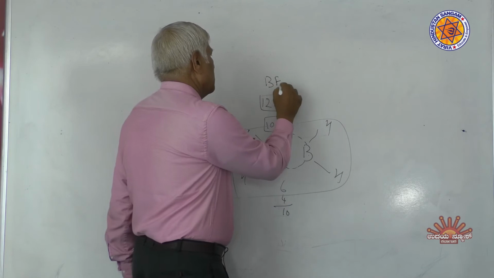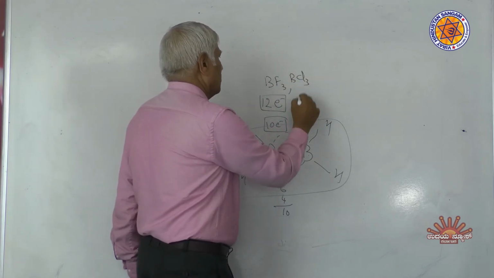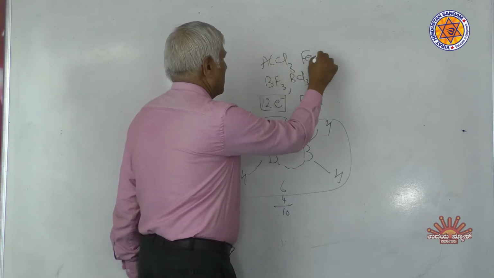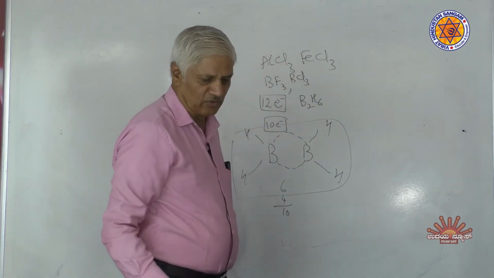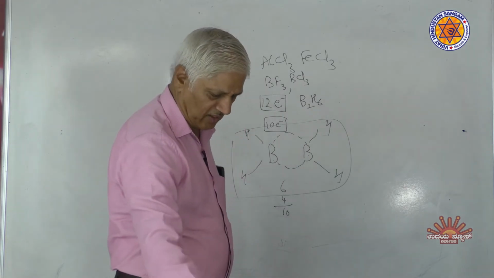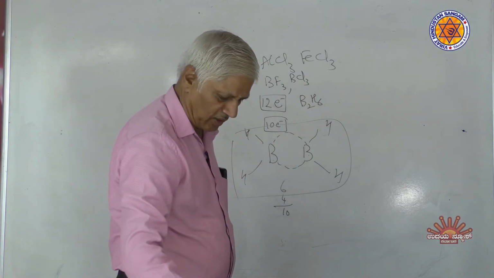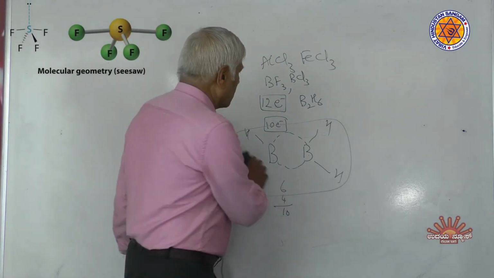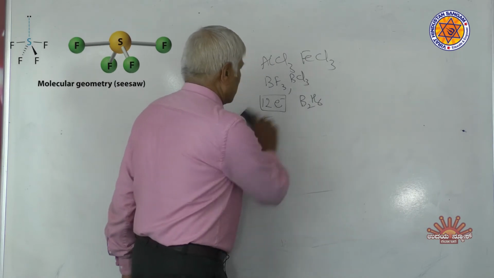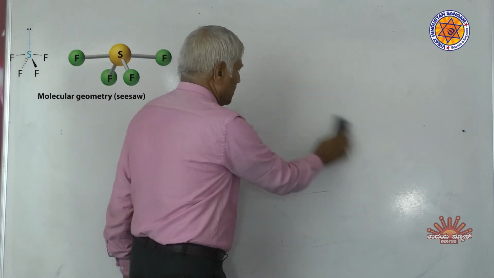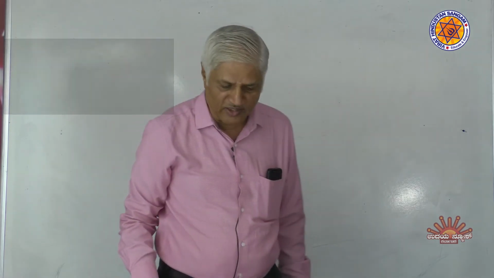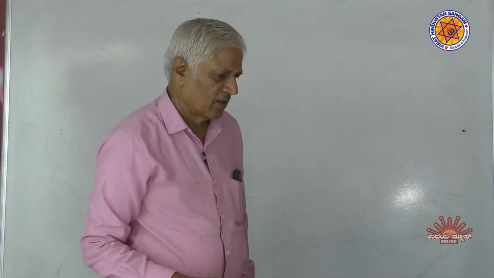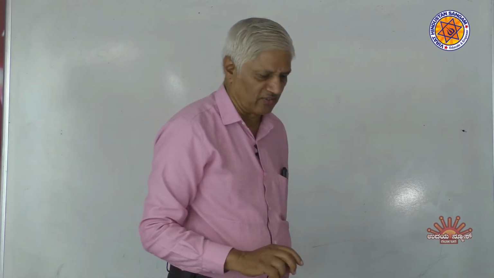BF3, BCl3, B2H6, AlCl3, FeCl3, these are all compounds that are electron deficient. So you should make a note of this. What are electron deficient compounds also called? Lewis acids. The question also could have been, which of the following is a Lewis acid? Instead of asking electron deficient, we could have asked which of the following is a Lewis acid.